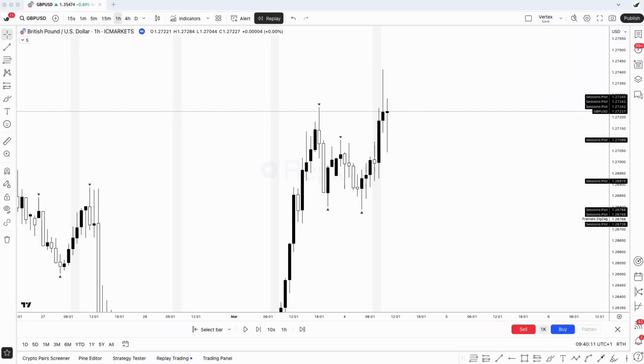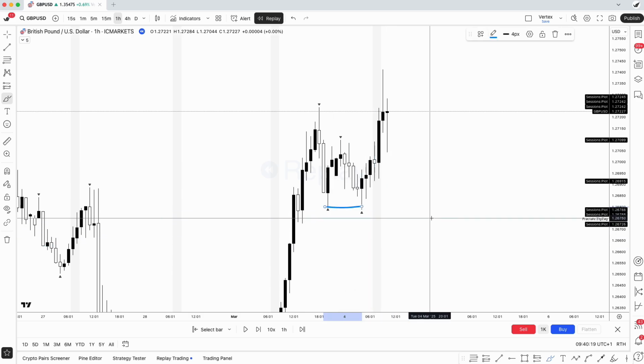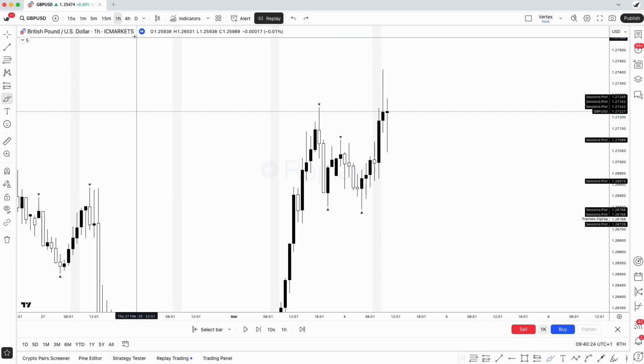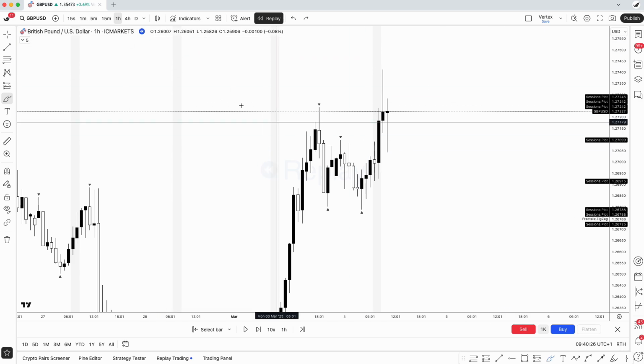So we're now looking at Tuesday, Tuesday the 4th of March. What we can already see is that we have this hourly sweep here, which means that we are looking for buys, which is very simple. So our buys are already determined for our session. So let's go to the minute chart.